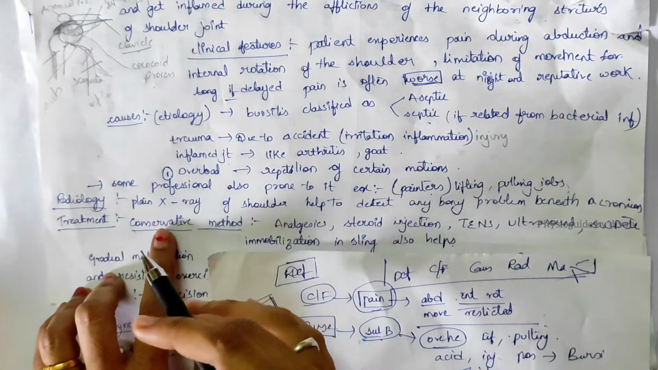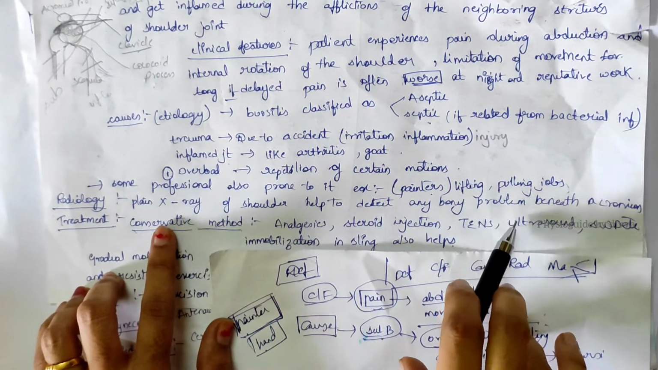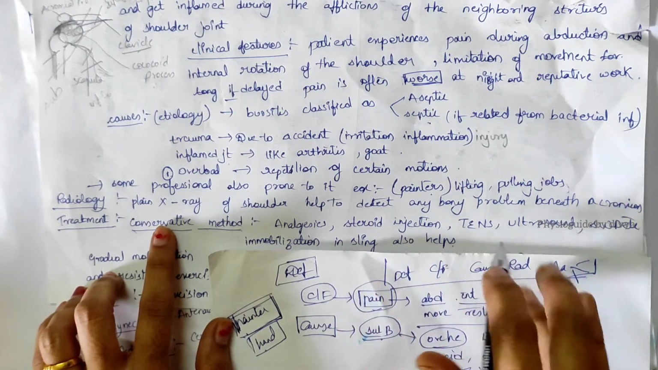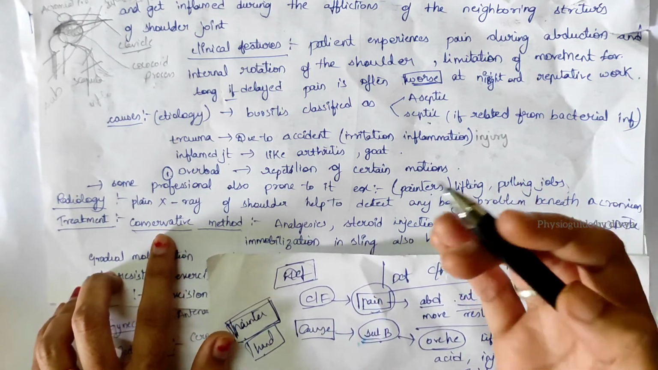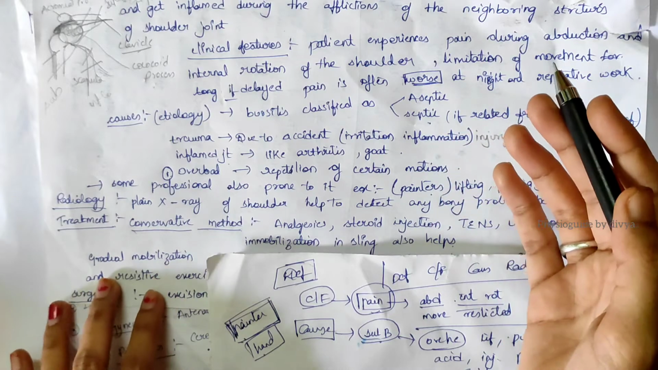Radiography means while seeing the X-ray we can rule out this condition, what the problem is beneath the bursa and the acromial process. Beneath the acromial process, we can rule out what the condition is.